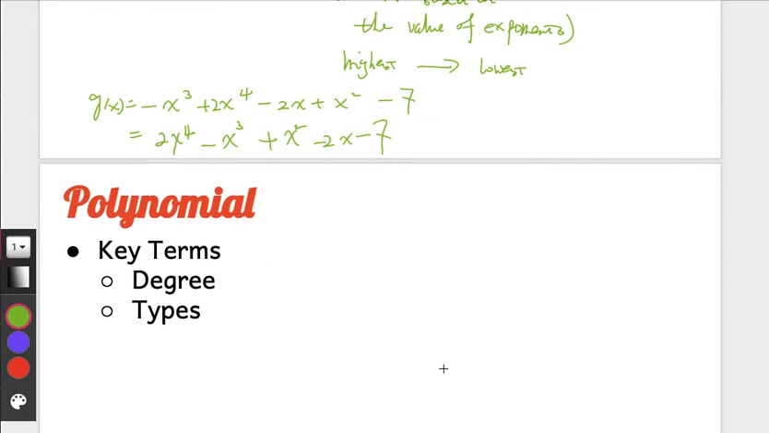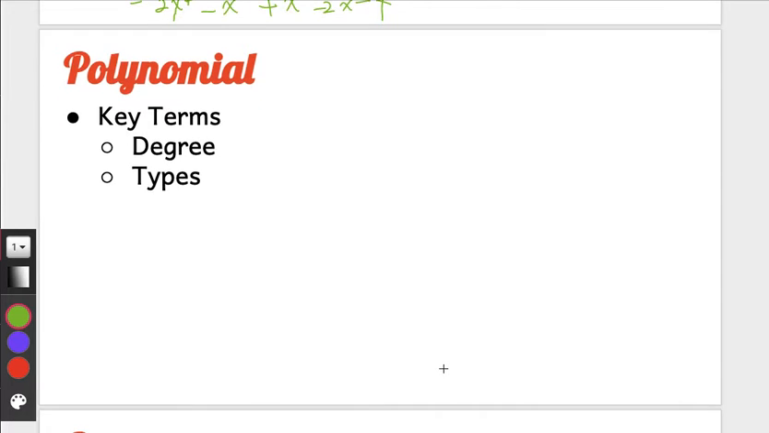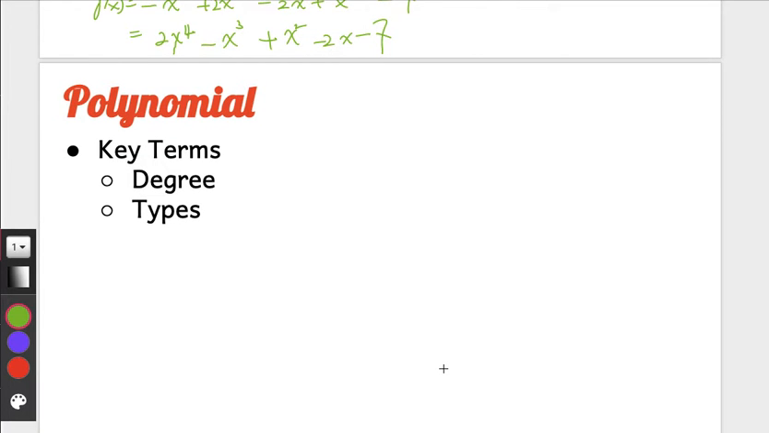So next, we only have 2 terms to cover, which is degree. So degree is something brand new for the polynomial. But also the simple way to understand this is just the highest exponents of the polynomial.